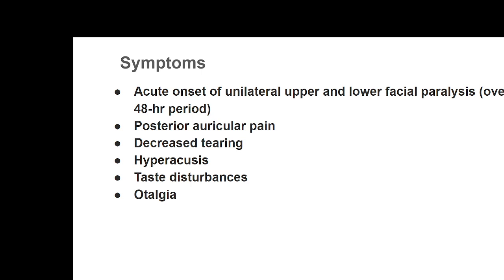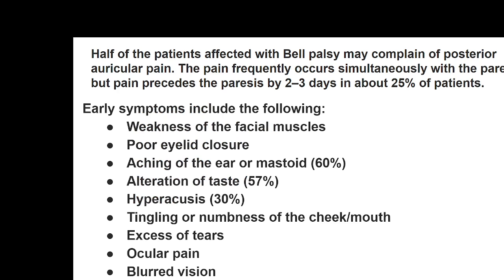Symptoms of Bell's palsy: characteristically, it is an acute onset of unilateral upper and lower facial palsy, which usually develops within 48 hours, within 2 days. The other symptoms could be pain behind the ears, posterior auricular pain. Tear discharge from the eye could be reduced on the affected side, or there could be hyperacusis, or excess tear discharge on the other side. There could be taste disturbances, where half of the tongue may not appreciate taste, or pain in the ears, otalgia.